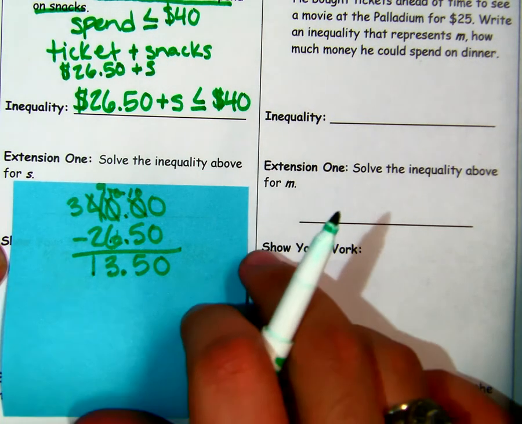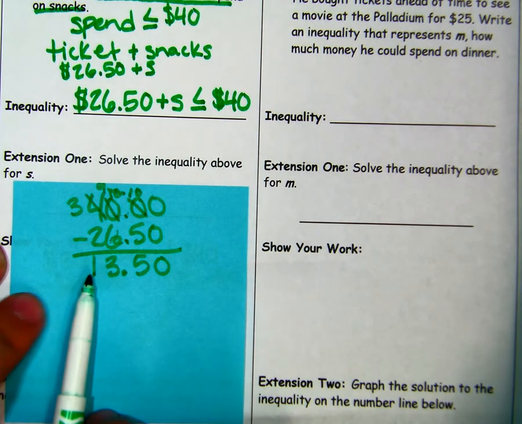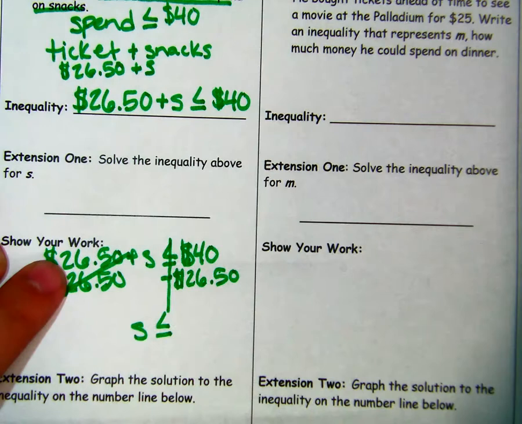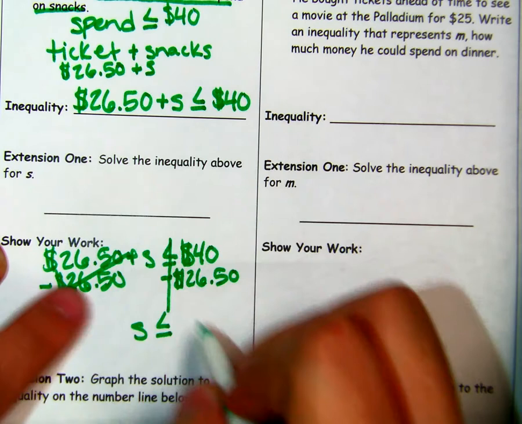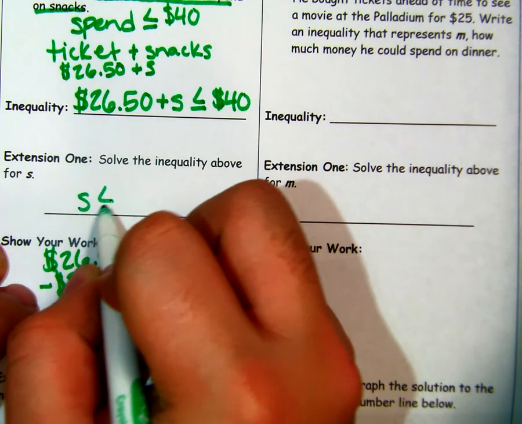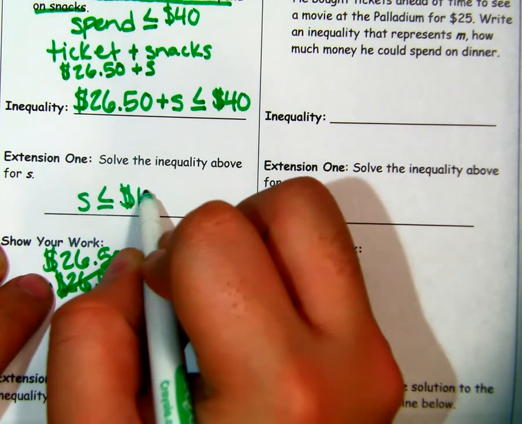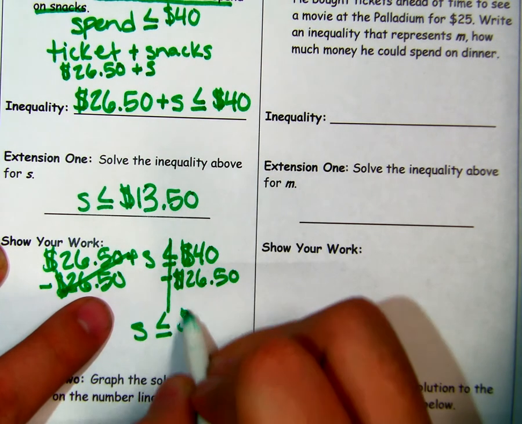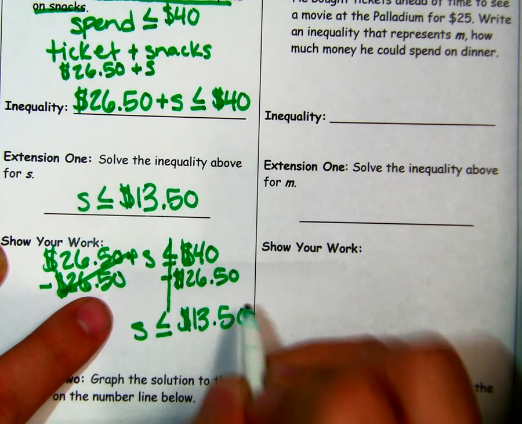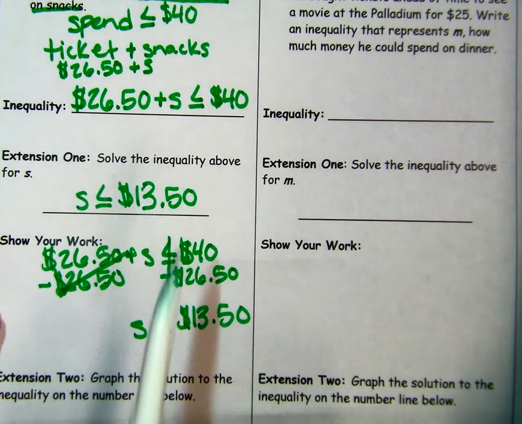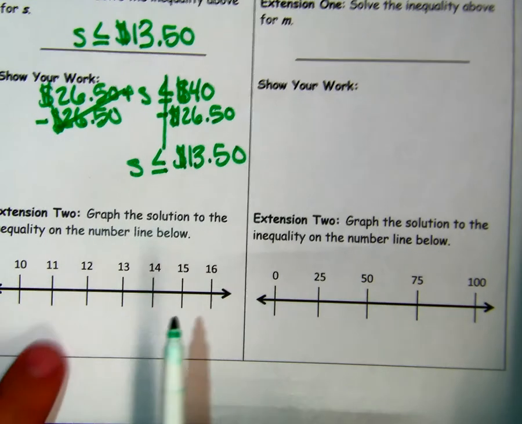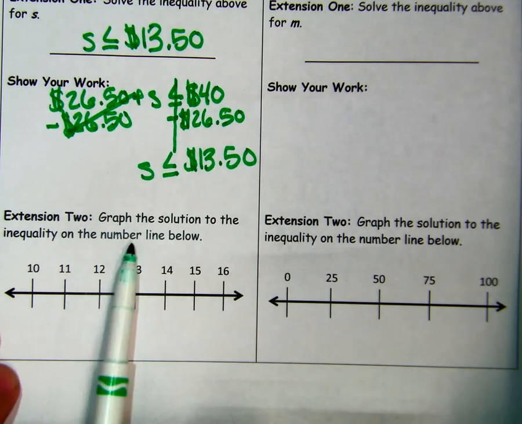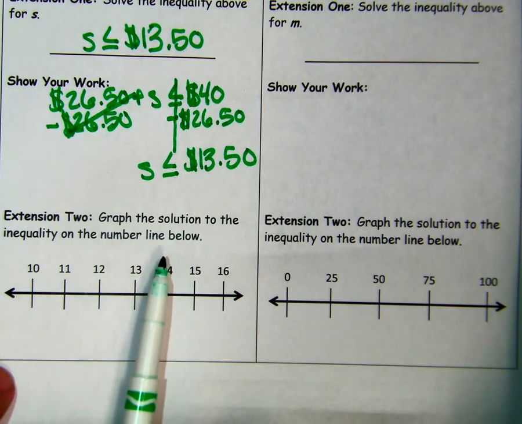So I know that the amount that I can spend on snacks has to be less than or equal to $13.50. So I'm going to put that here in the blank that was provided for us. So now extension 1 is done. The only other thing we have to do here is take care of extension 2, which is to graph the solution to my inequality on the number line below.